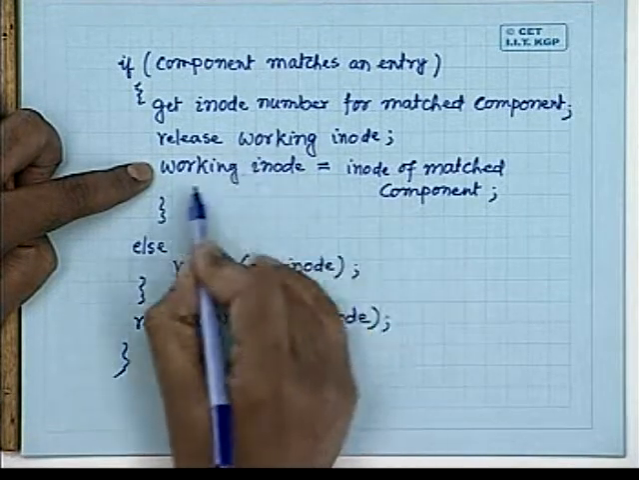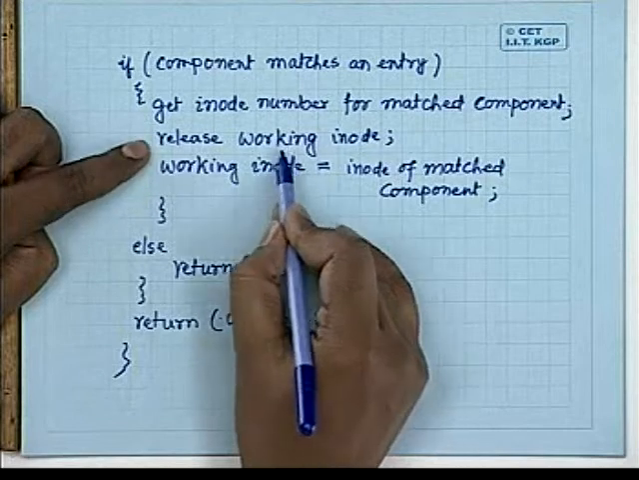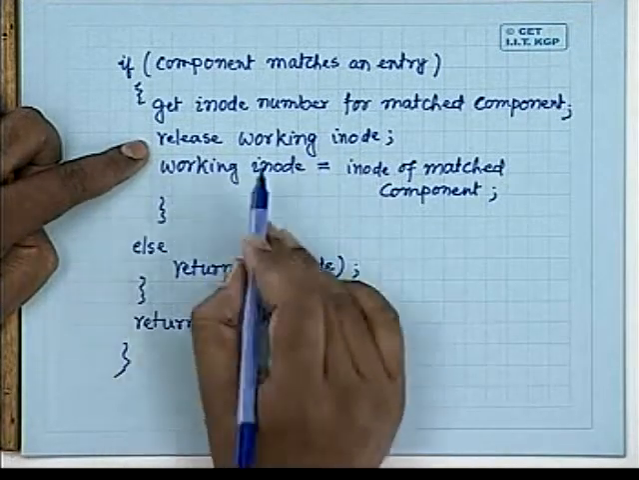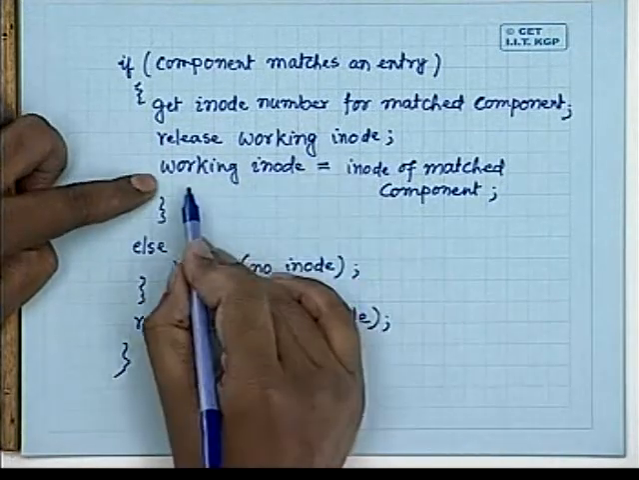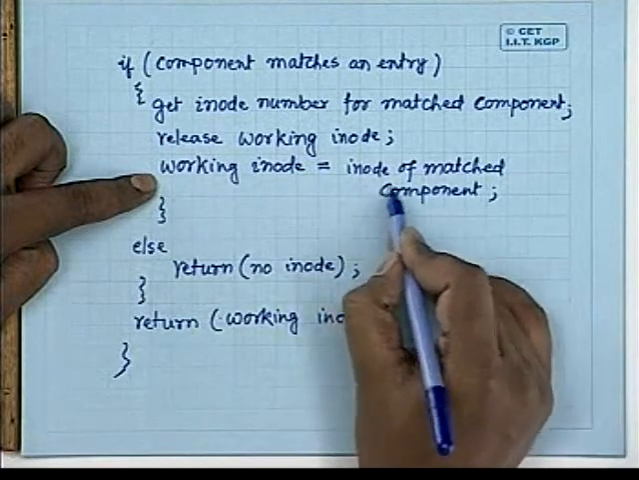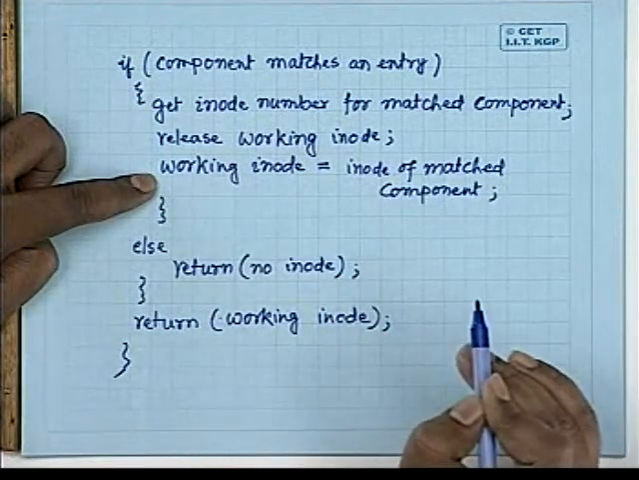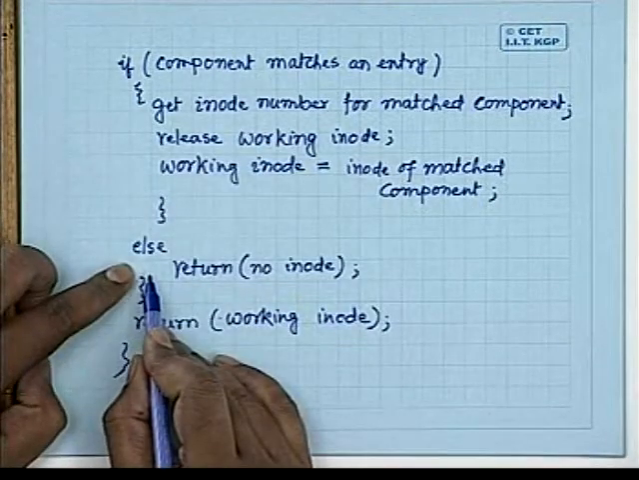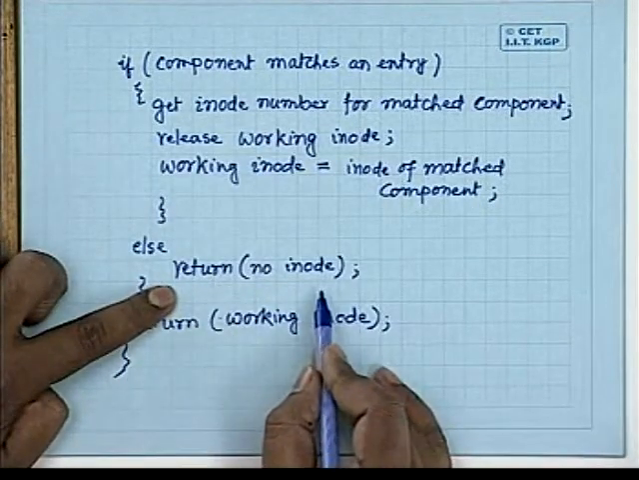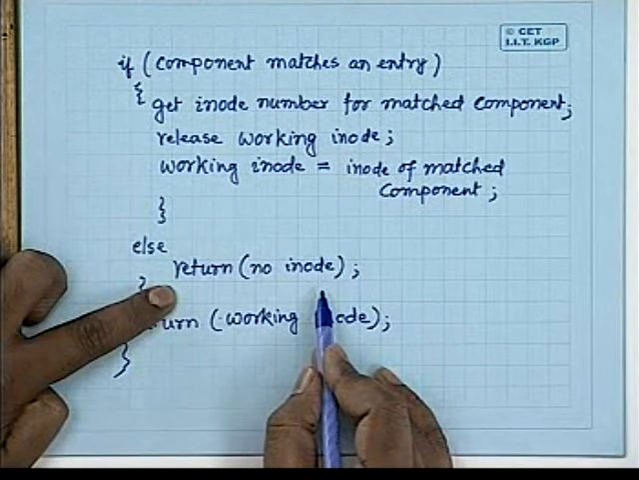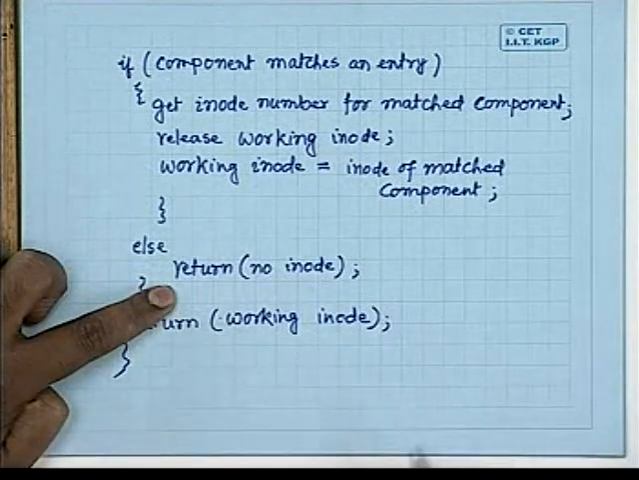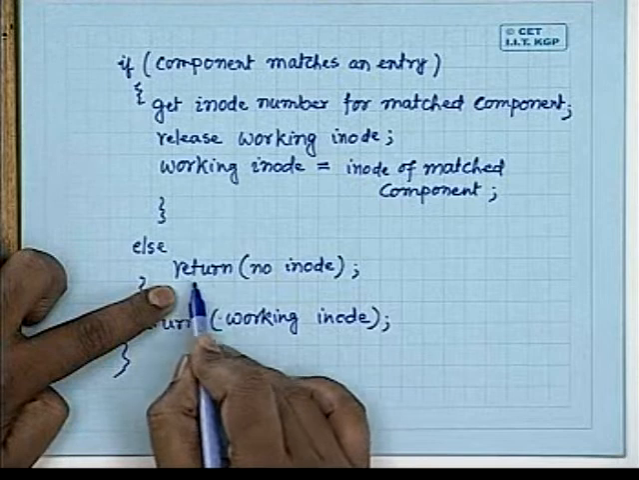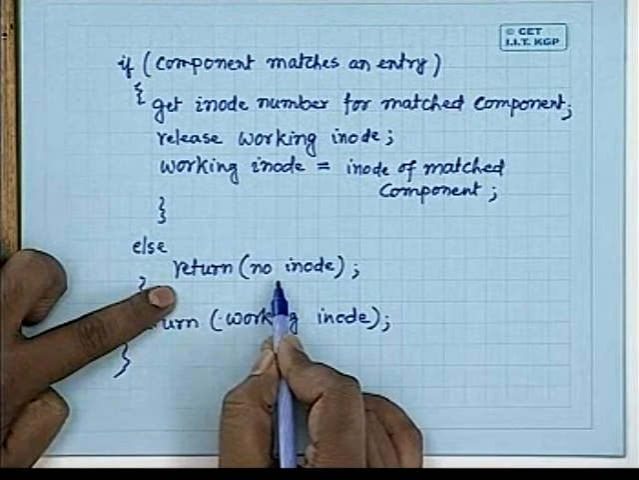Okay. And for making this the working inode, the previous working inode has to be released. So we release the previous working inode and make this working inode the inode of the matched component in the directory. Okay. And if there is no match, that means the path name which has been given is wrong. There is no inode corresponding to the path name component that has been specified. So you return with no inode.